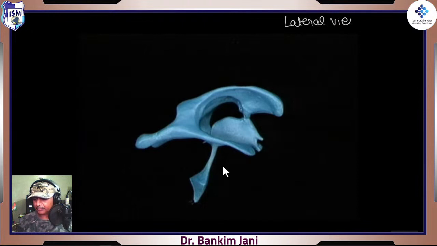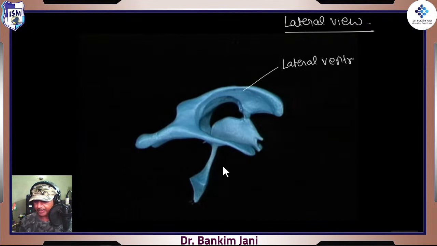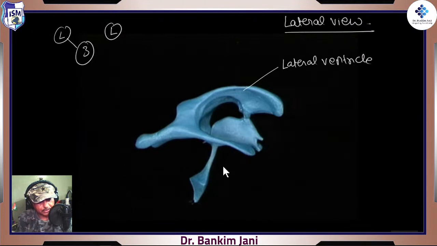Now this lateral view will make many things pretty easy. Say this one is the lateral ventricle. Now we are introducing new names. This lateral ventricle, we said, opens into the third ventricle. So schematically, this is lateral, this is third, so this opens here, this opens here. Then this is fourth, and through the fourth it goes into the subarachnoid spaces.